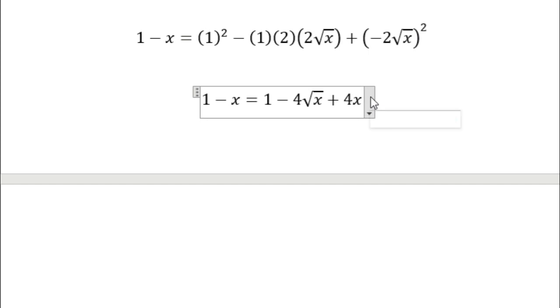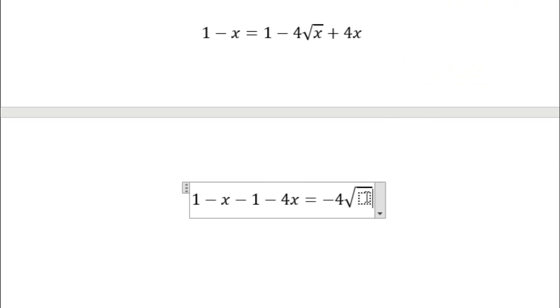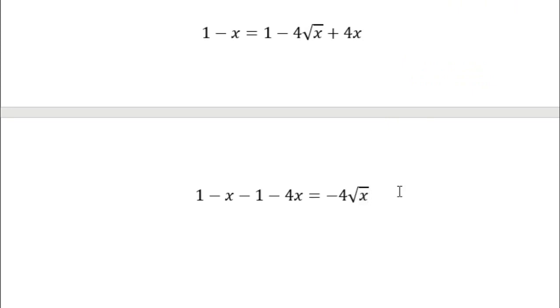Okay, so in this case, we can move this 1 and this 4x to the left side of the equation. They will be subtracting there. So in this case, we will have 1 minus x minus 1 minus 4x equals minus 4 square root of x. This 1 becomes a negative, this 4x becomes a negative, so the equation remains equivalent.